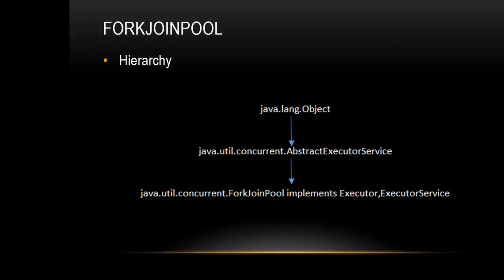So let's begin. If you see the hierarchy of ForkJoinPool, it's a concrete class which extends java.util.concurrent.AbstractExecutorService, and it implements the Executor and ExecutorService interfaces. By looking at this hierarchy, it is clear that ForkJoinPool implements all the methods which are declared in ExecutorService. So what is unique about ForkJoinPool? Let's see that.